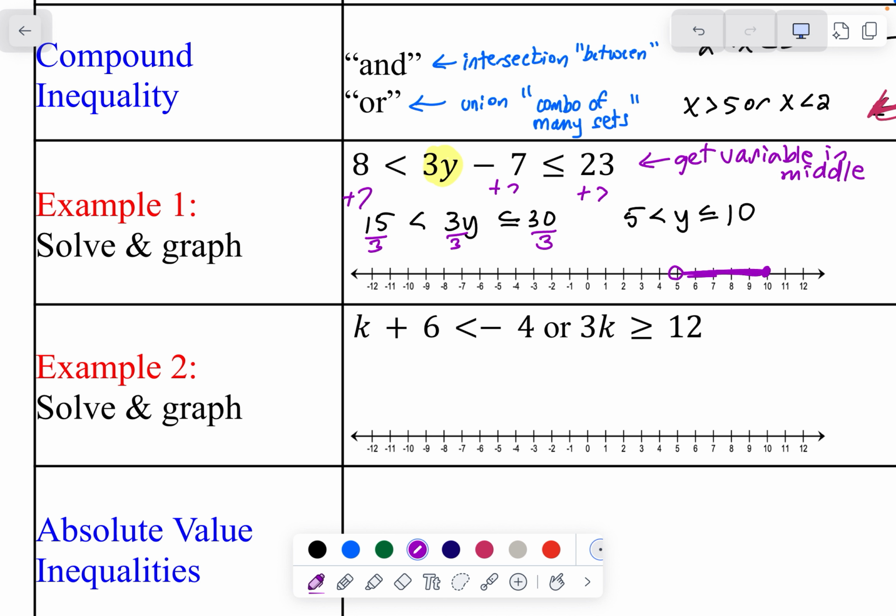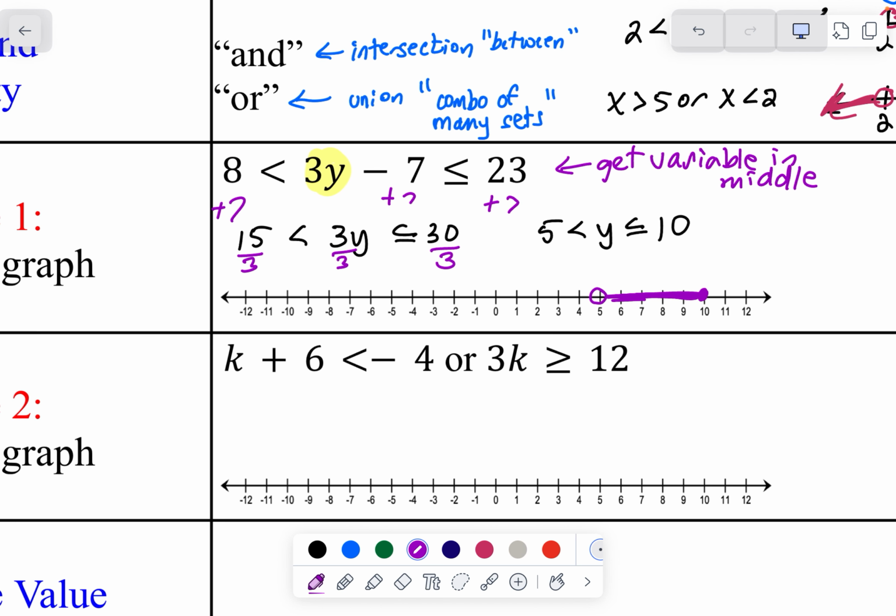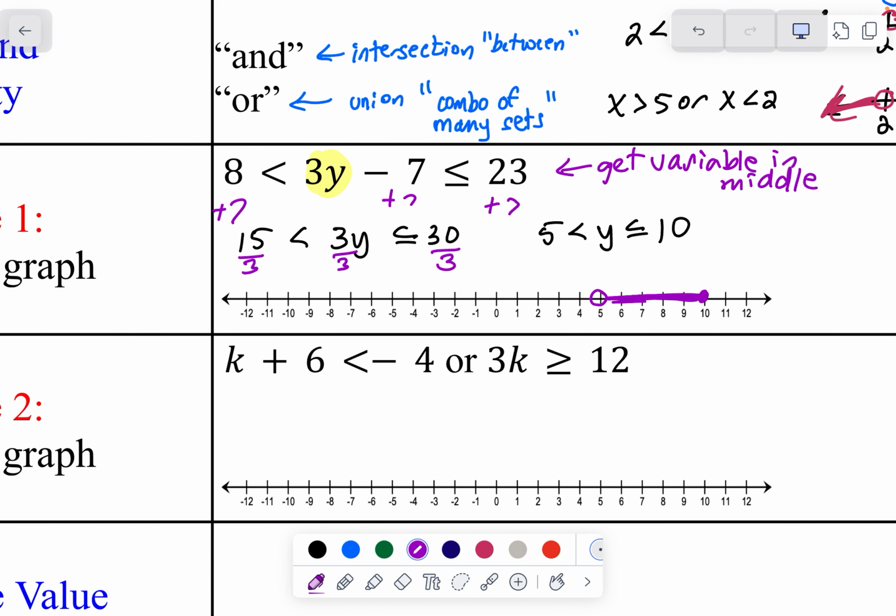Now, if you stick 7 into the original inequality, you should get a correct statement. Like it says, because we shaded in 7, if we put 7 in, we get 8 is less than 14, which is less than or equal to 23. Yeah, that's a true statement. So you can pick one of the numbers you've shaded, plug it into the original. If it comes out as a true statement, you're probably right. And that's a great way to check your work. Any questions about our between ones, our intersection ones in example 1?